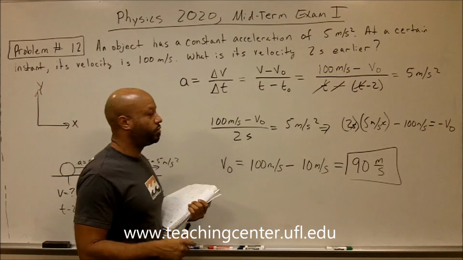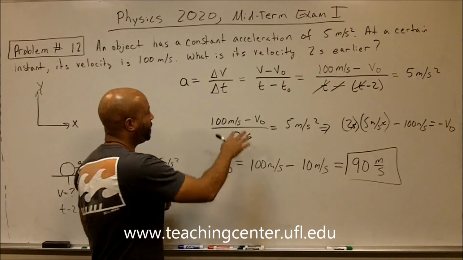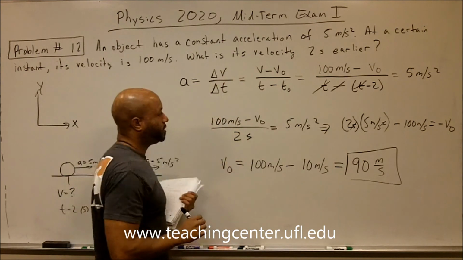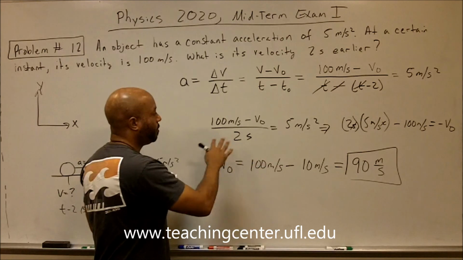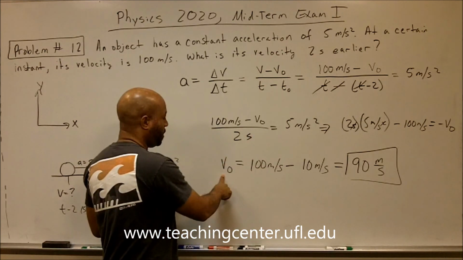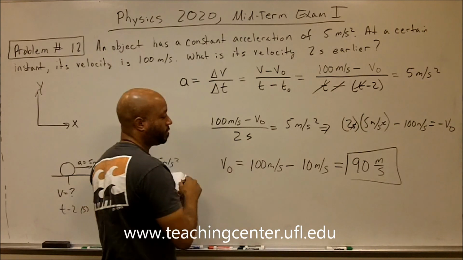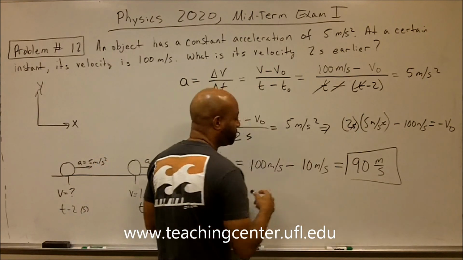So all we simply did was use the equation for acceleration at constant acceleration, which is the change in velocity over the change in time. We substituted the information that was given. We solved for the initial velocity, and that resulted in 100 meters per second minus your 10 meters per second, which gave us 90 meters per second.